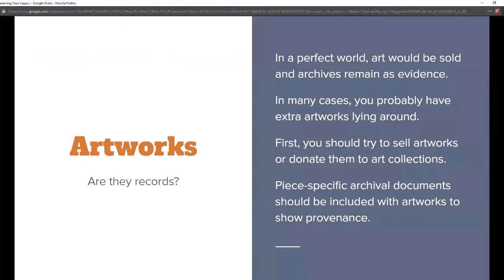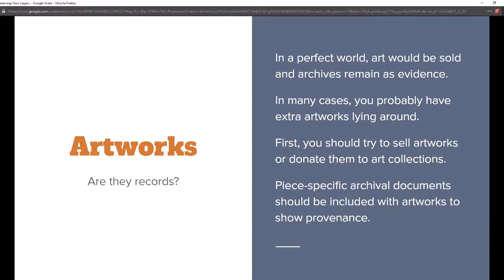Okay, so a great question. Artworks, are they records? You're probably asking. It's a really great question, but I would argue that that's not the most useful framing. Of course, you would rather have an artwork sold or donated than have it sitting with your records. That's a perfect world. It's probably not the real world.